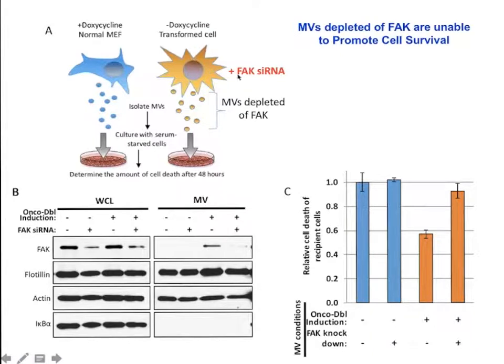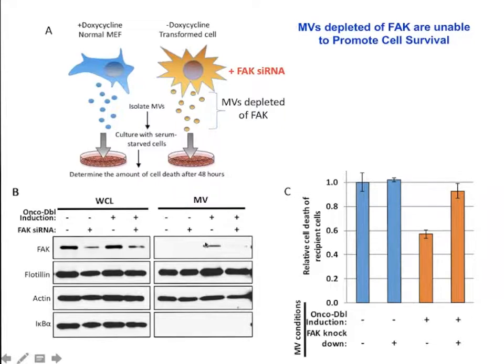And we can do that by transfecting these cells with a FAK siRNA. You can see that in the whole cell lysates we can deplete FAK expression by somewhere between 50 and 70%. The microvesicles that these cells then produce are also depleted of FAK. This is a reduction of about 90%.